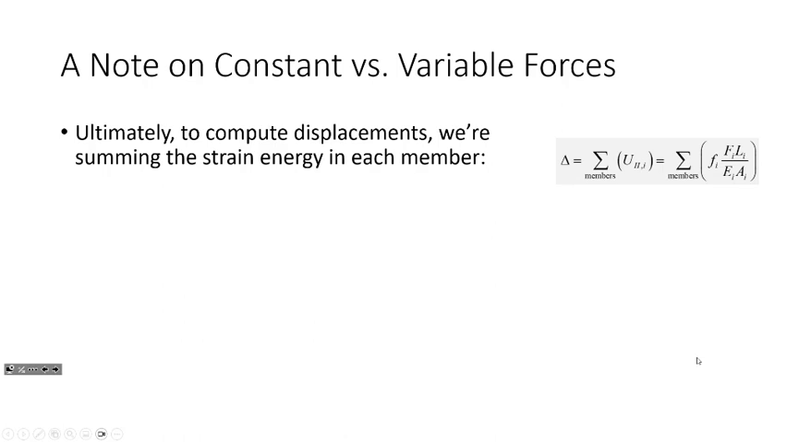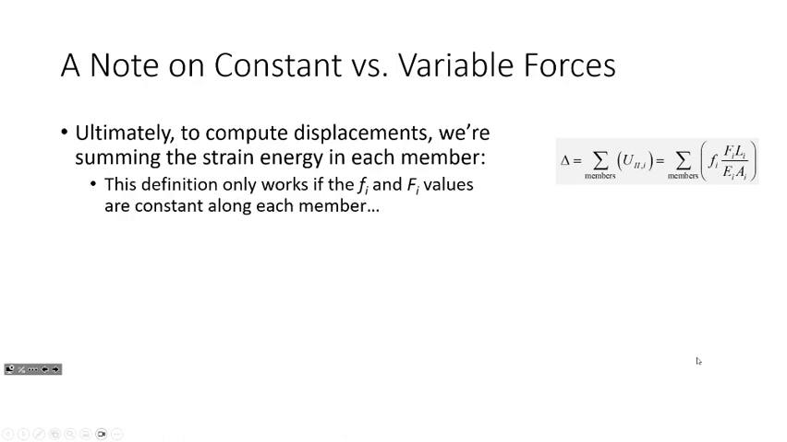The only thing that I want to discuss before we get into beamland is just a note on constant forces versus variable forces. I talked about this last time, but I don't think I fully closed the loop on it. So ultimately what we're doing is we're summing the energy in every member, and this is what we're doing when we compute truss displacements. We're summing up the stored energy inside the member, and we're summing up that U2 term, which was the little f times the big F times the L divided by EA.